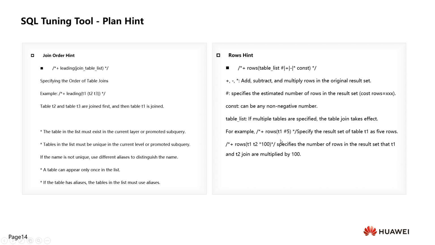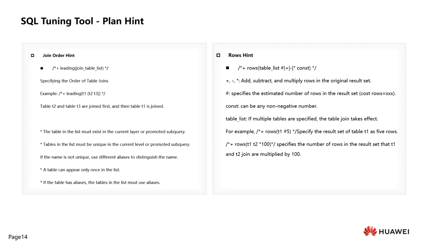So for instance, we could use the leading keyword to specify the order of the join tables. For instance, we could have 3 tables, T1, T2, and T3. And if we want to join T2 and T3 first and then T1, we could write in this form by putting T2 and T3 in brackets, and the optimizer would know to join these tables first. So just like we are doing algebraic operations, what's inside the bracket goes first.